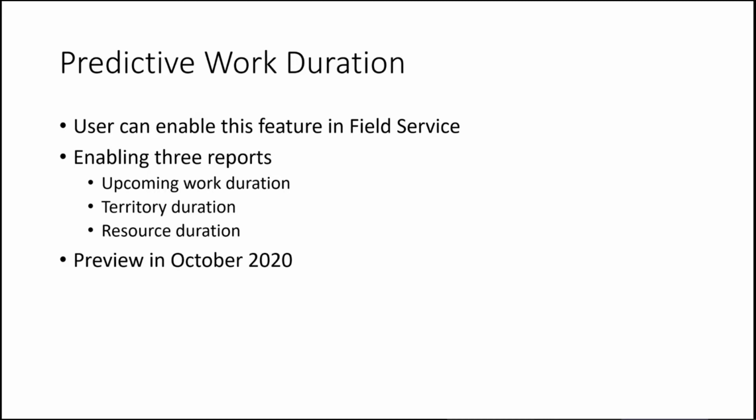Let's look at the business value. Today, dispatchers assign a fixed duration for a job type regardless of various factors that may lengthen or shorten the work order. This can potentially cause cascading delays or low utilization, reducing the effectiveness of schedules.